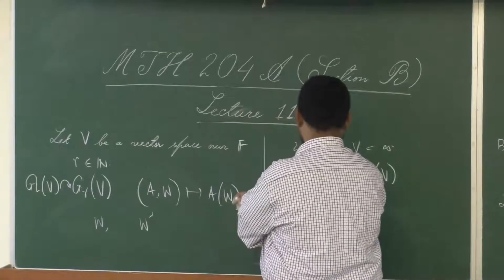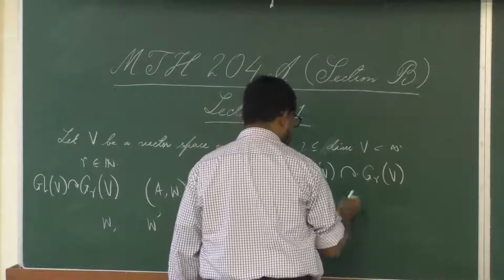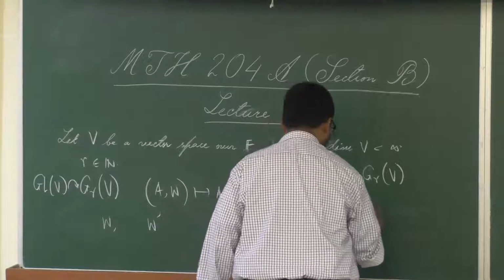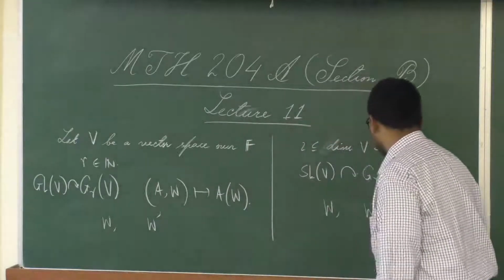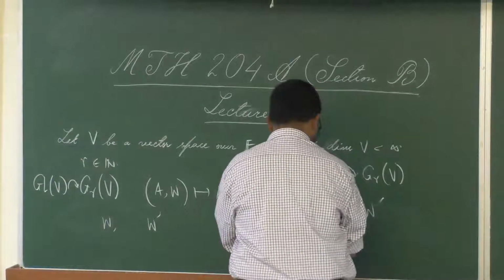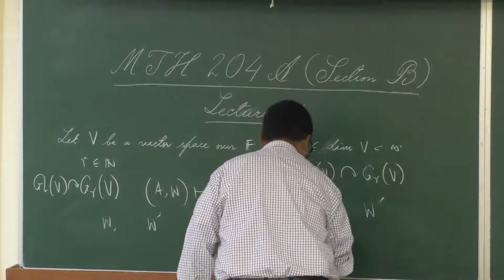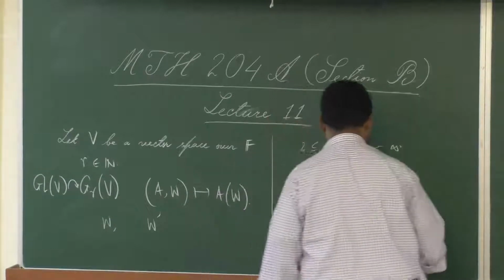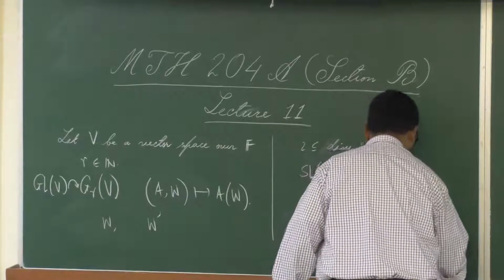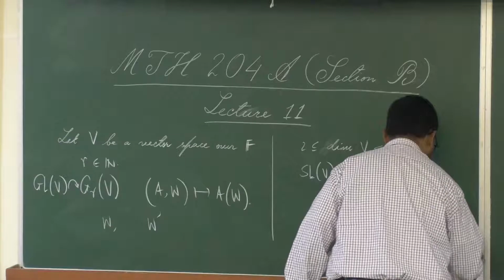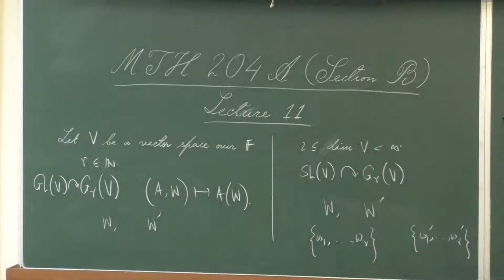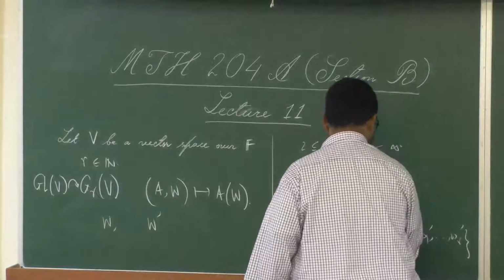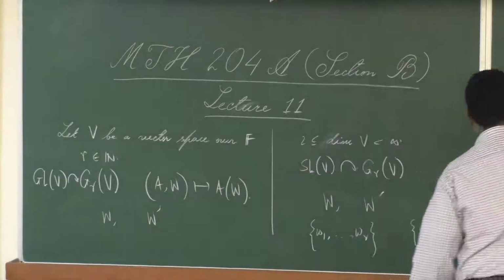So how to see that the action is transitive? That's actually easy. If W and W prime are given, the typical argument is that we fix an ordered basis w1 up to wr of W and another ordered basis w1 prime up to wr prime of W prime. Now there will be an invertible linear map sending each of them to the other.